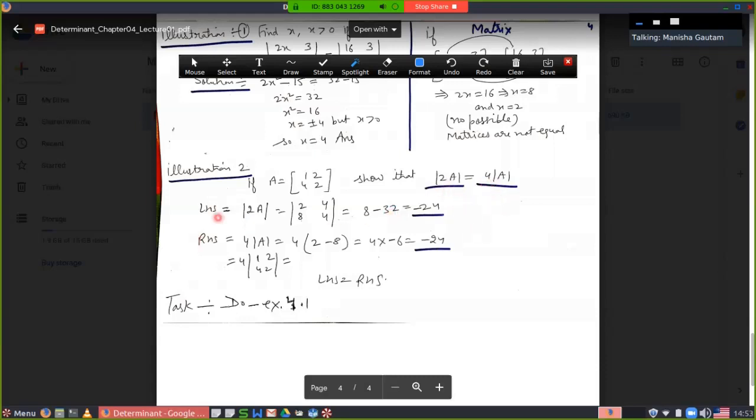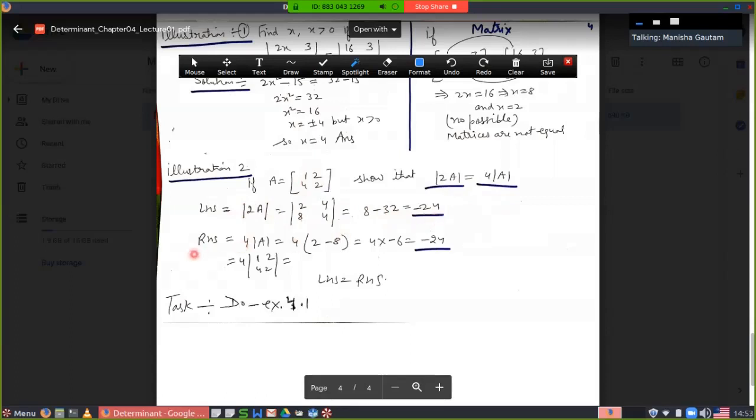Now here I solved twice of matrix A. When you take twice of matrix A, you are multiplying each and every element of matrix A by 2. You are getting 2, 4, 8 and 4. Now the determinant of this is 4 2s are 8, minus 8 4s are 32, 8 minus 32, that is minus 24. This is the left hand side.